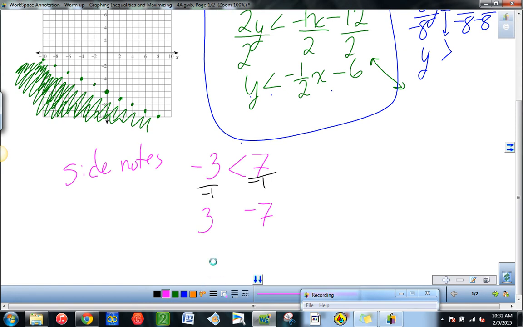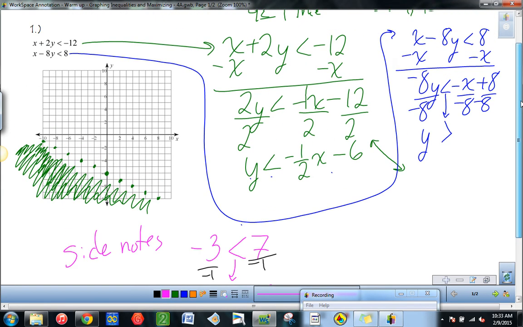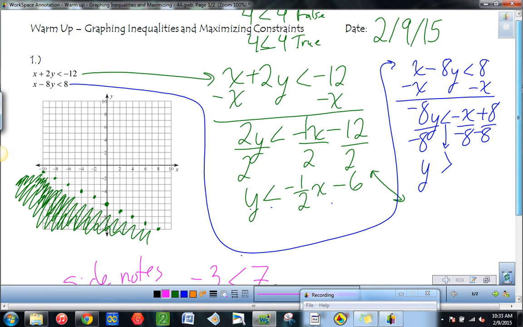Is 3 less than negative 7? No. So when you divide by a negative number, or multiply, it flips. It all goes back to the number line. It swaps what direction you're going on the number line.